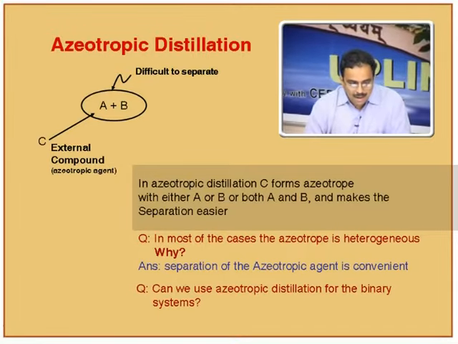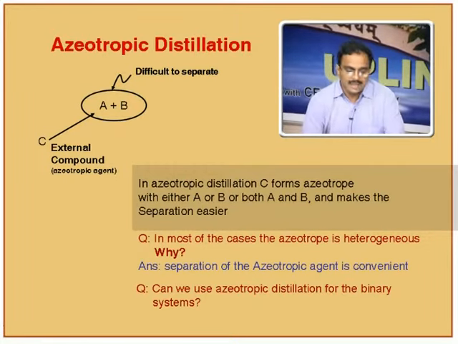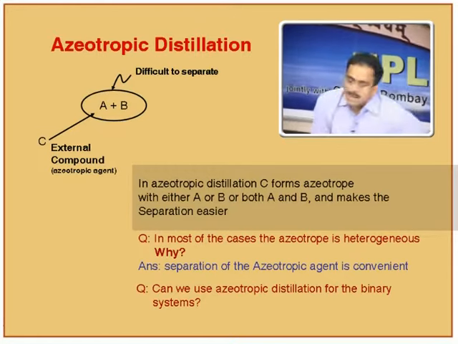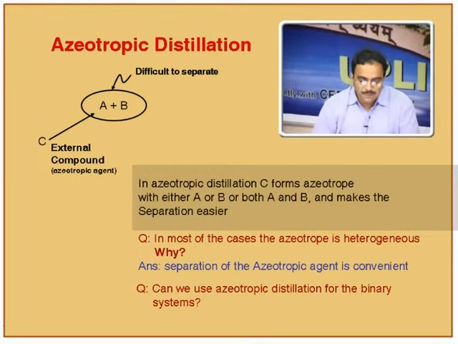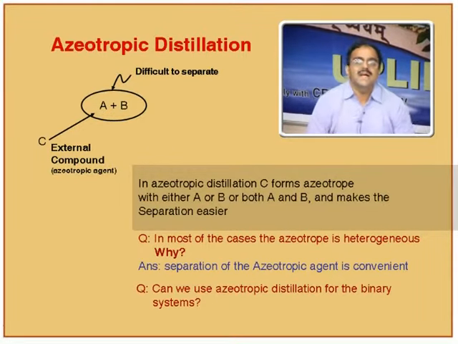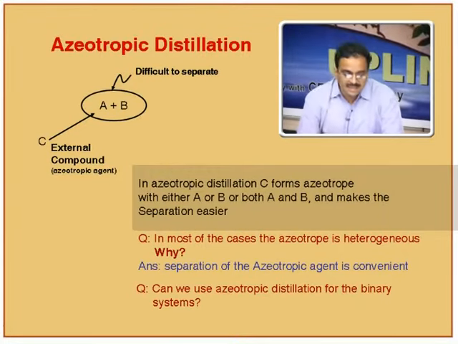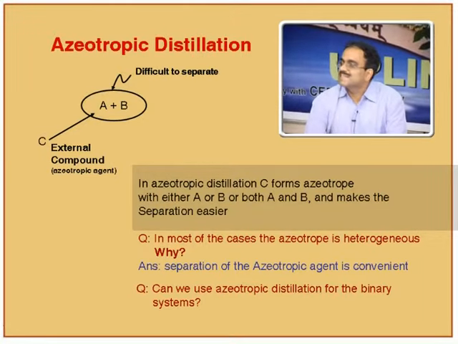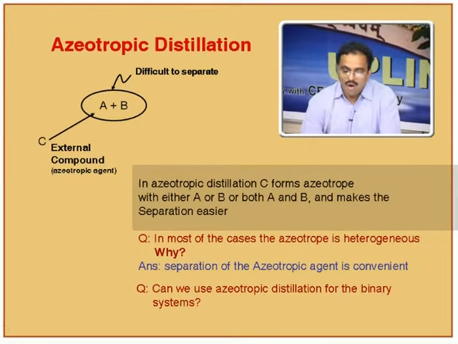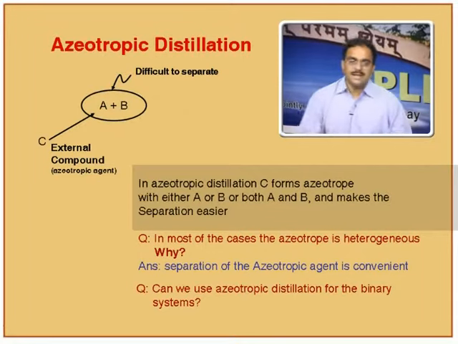In that case, I add a third component C, an external compound. In extractive distillation, I do the same thing, but there this C does not form an azeotrope with A or B. Remember the RCM? There is no azeotrope between C and A, and no azeotrope between C and B. In azeotropic distillation, this C is an azeotropic agent, which forms an azeotrope with either A or B or both and makes the separation easier. So that is the difference.